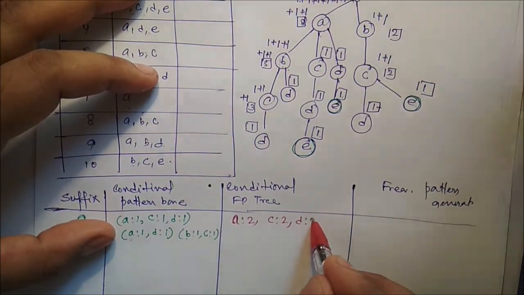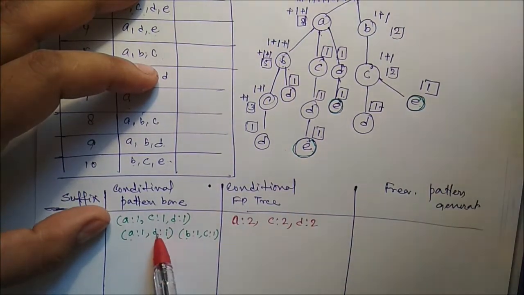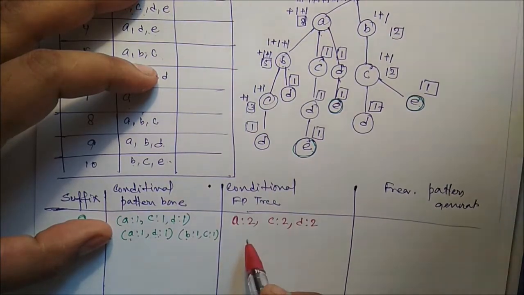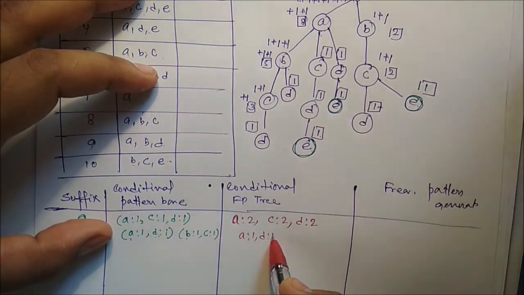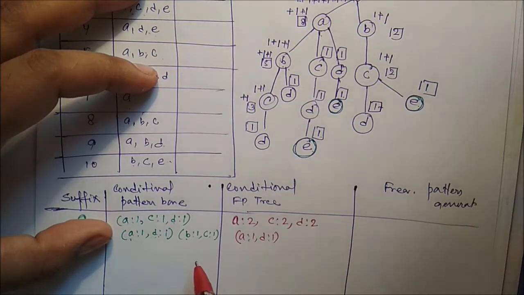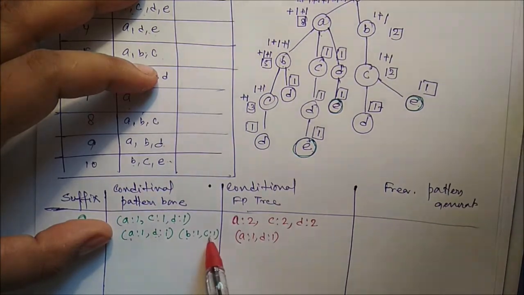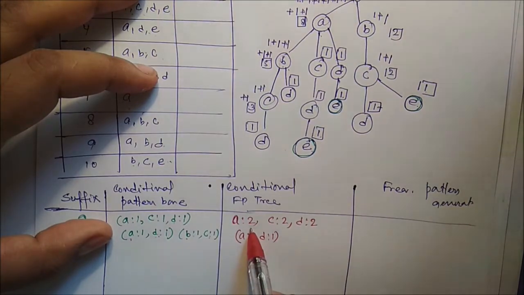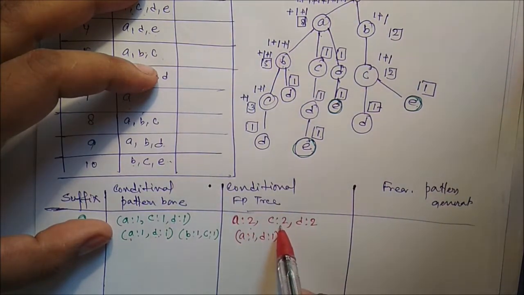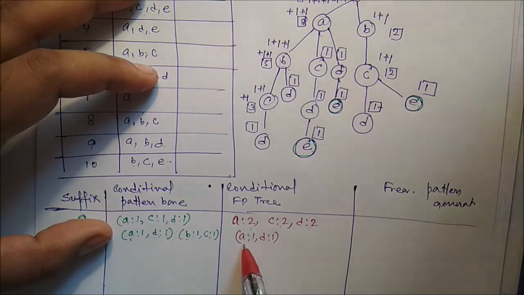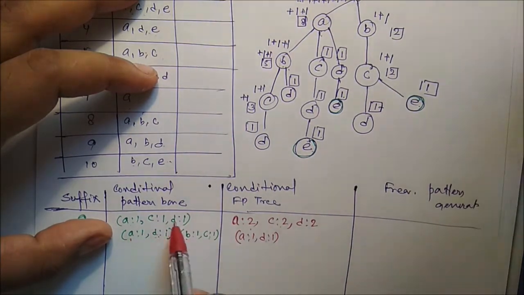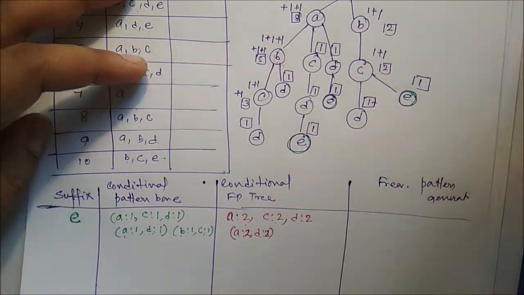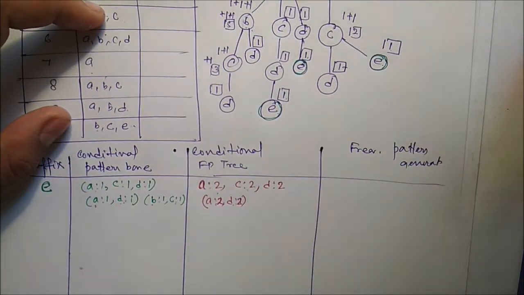2 D are there, this one and this one. How many AD are there? A1, D1, so AD 2 times. And B and C are single time, so we have to discard those. So we can write A 2 times, C 2 times, D 2 times, and A and D 2 times. Okay, now from this information we can construct our frequent pattern set.